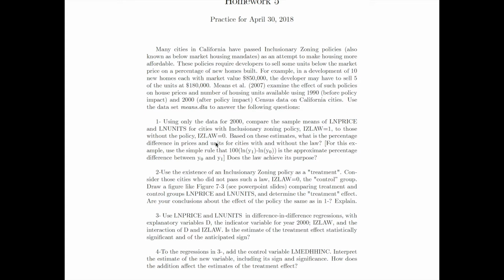Many cities in California have passed inclusionary zoning policies as an attempt to make housing more affordable. These policies require developers to sell some of the units below the market price on a percentage of new homes built. For example, in a development of 10 homes each with a market value of $850,000, the developer may have to sell 5 of the units at $180,000.